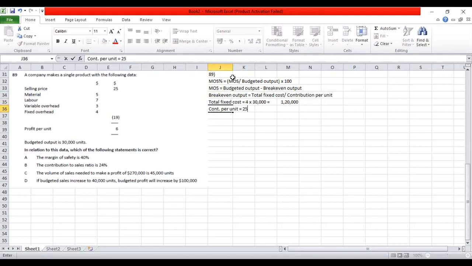Contribution per unit is equal to selling price, which is 25, minus all the variable costs. What are the variable costs? Material is one variable cost, labor is another, and variable overhead is another. So all of them are deducted. So how much do we have? 10, 15, so this is 10. Find out break-even output.